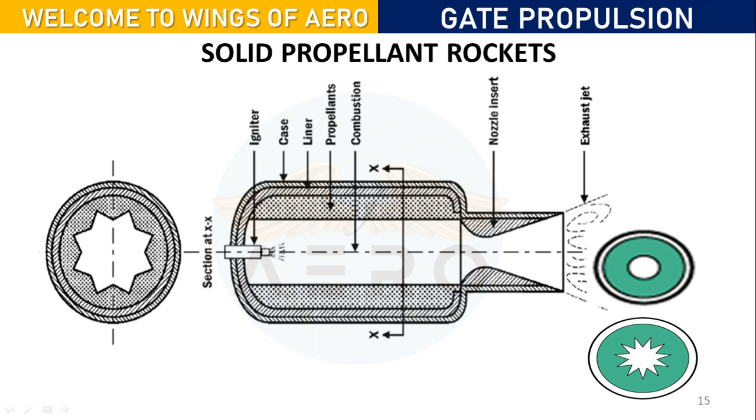Now these are the basic things that you must understand, the components of a solid propellant rocket motor. You can see this is the propellant. Here is an igniter. Here we mandatorily need to use an igniter. Then this is the outer casing.